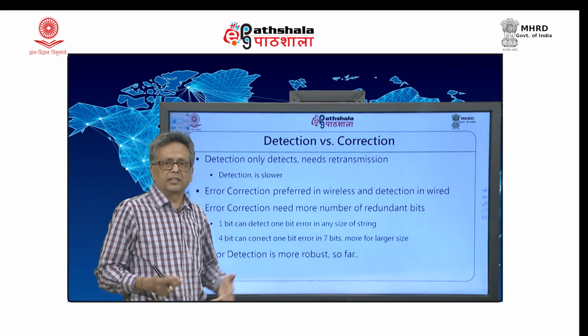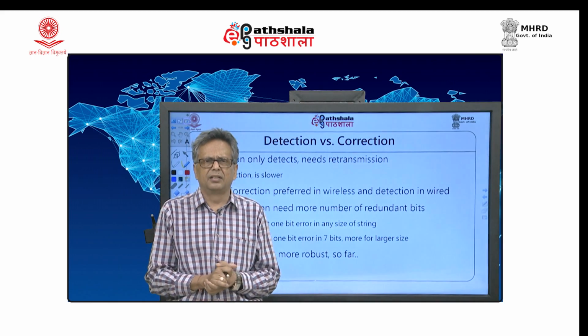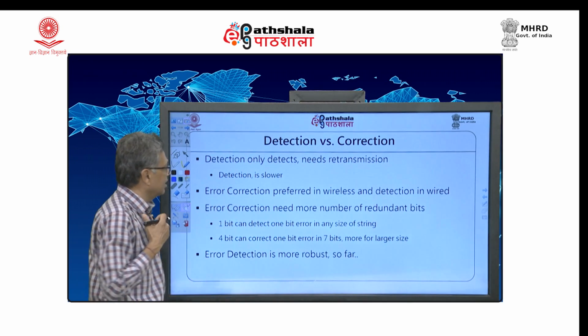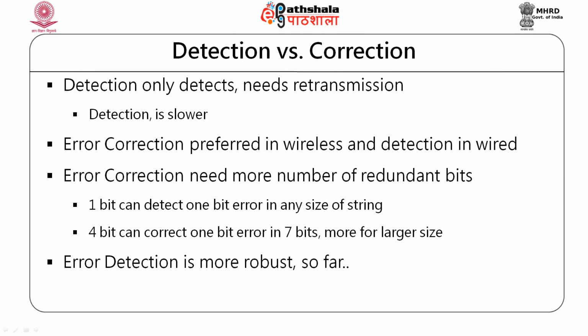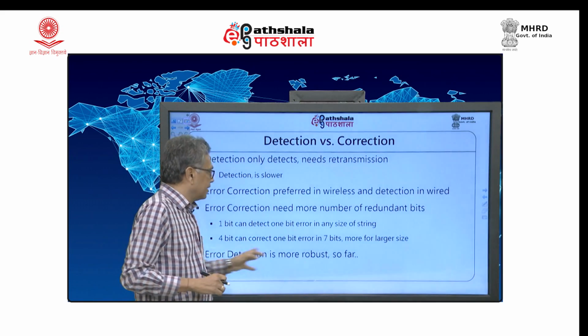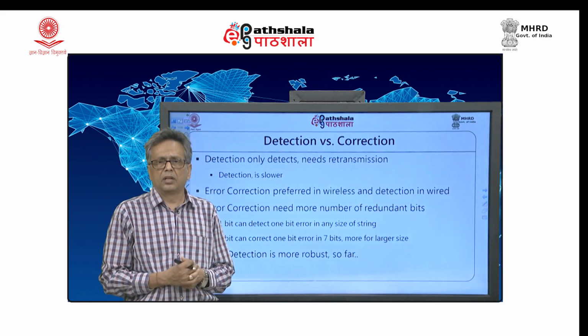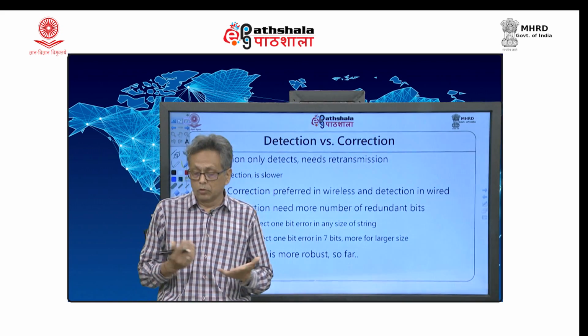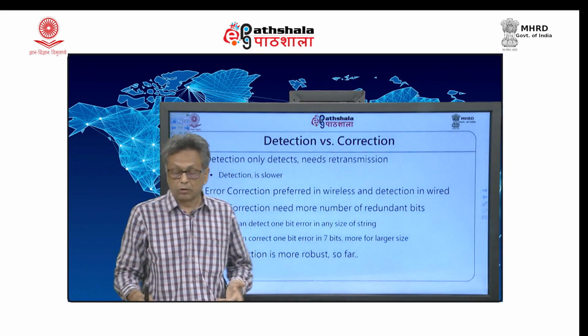Detection versus correction, I have already discussed that. Detection is good when the errors are less, correction is good when the errors are more. Okay. The second point is redundant bits: the number of redundant bits you need for correction is more than the number of redundant bits that you need for detection. So, the overhead is more for correction. Error detection is more robust, okay. It will definitely catch the error. So far, looking at the LDPC and turbo codes, it is quite likely that they will become as robust as this.